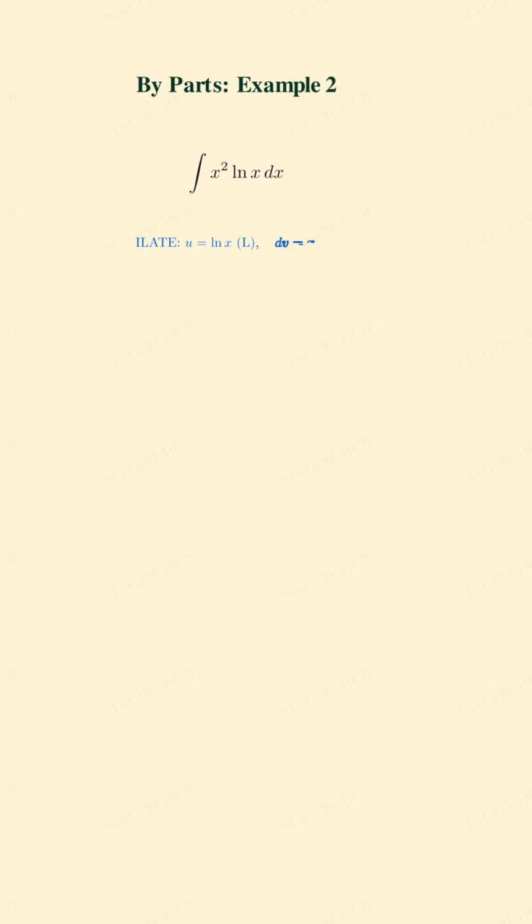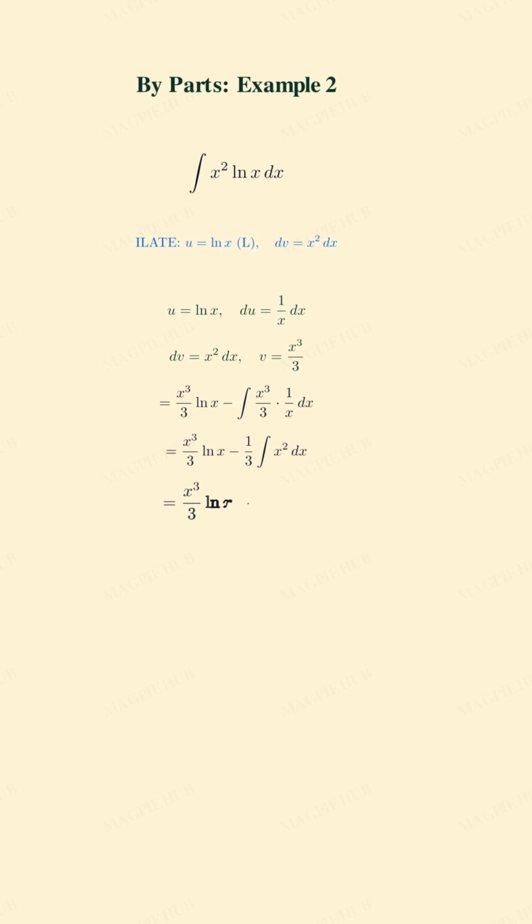Example 2, find the integral of x squared ln x dx. By ILATE, logarithmic comes before algebraic. So we choose u equals ln x and dv equals x squared dx. Then du equals 1 over x dx, and v equals x cubed over 3. Applying the formula, x cubed over 3 times ln x minus the integral of x cubed over 3 times 1 over x dx.